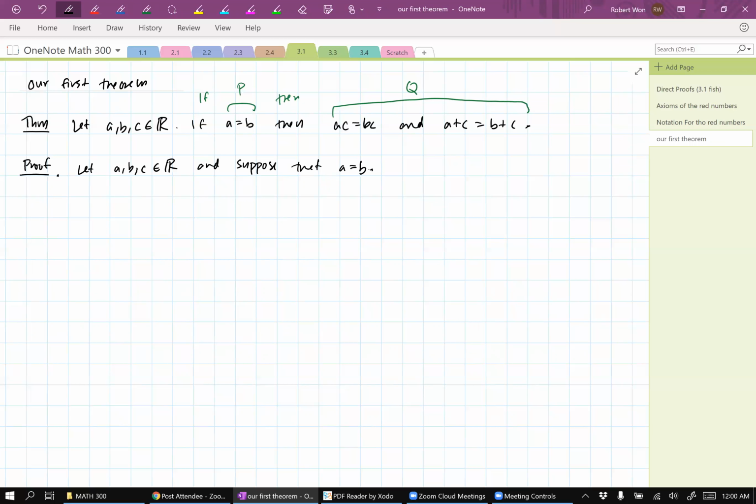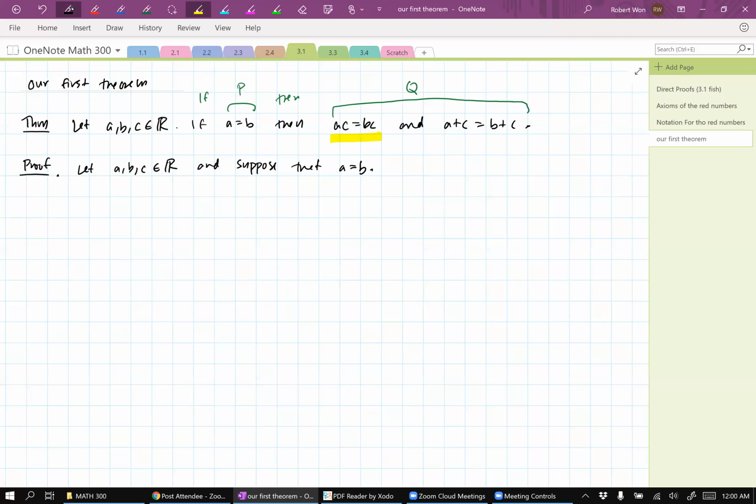By the technique of direct proof, if I can make a sequence of deductions using only things that I know, and I can show that AC equals BC and I can show that A plus C equals B plus C, then I have proved this theorem. So let's do this. I want to understand first AC and BC. I want to show that they're the same thing.